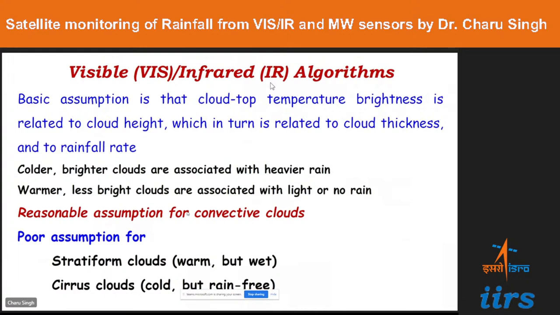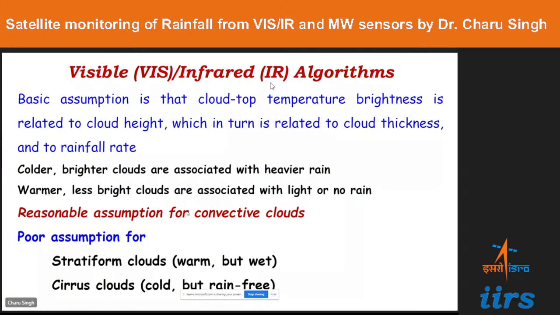So, the basic assumptions if we are using the visible or IR based algorithms: the assumption is that the cloud top temperature and brightness are related to the cloud height, which in turn is related to the cloud thickness and then to the rainfall rate. So colder and brighter clouds are associated with heavier rainfall, and warmer and less bright clouds are associated with light or no rainfall. This method is a reasonable assumption for convective clouds, which are brighter and also colder.